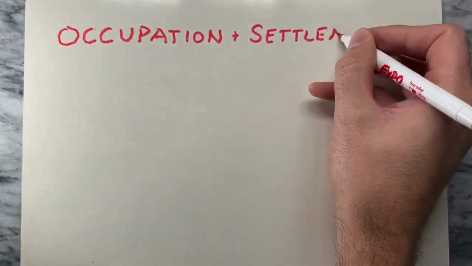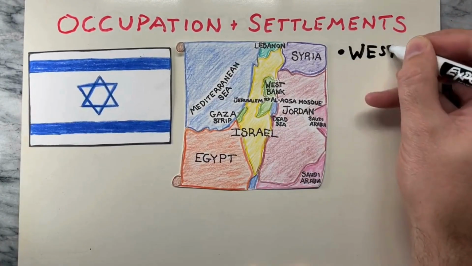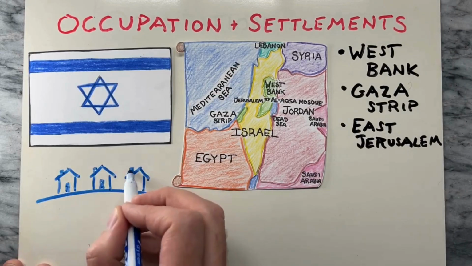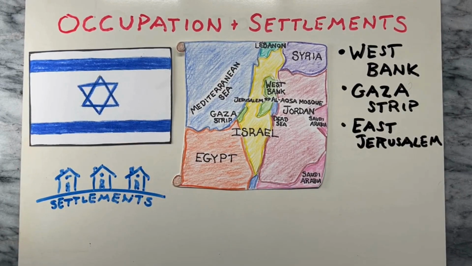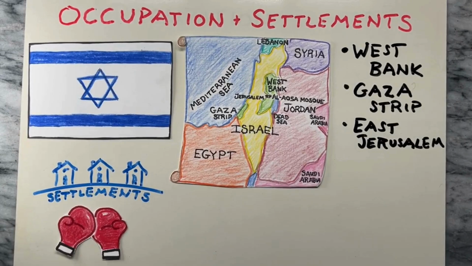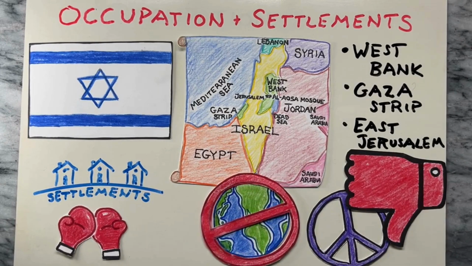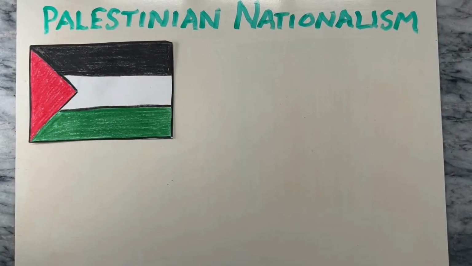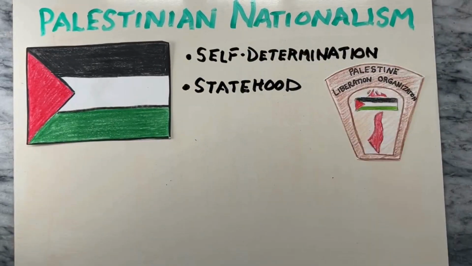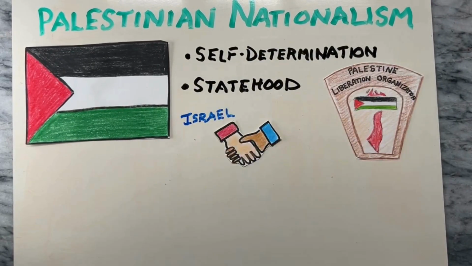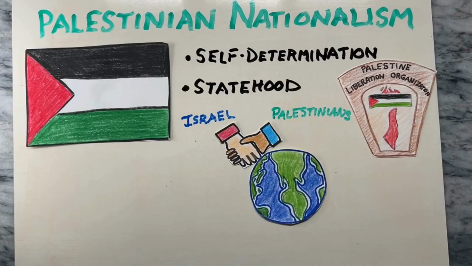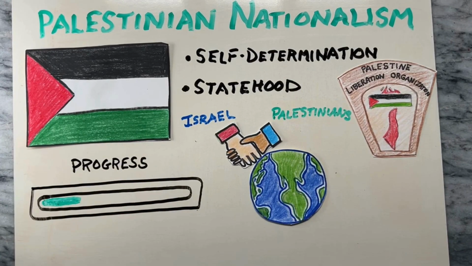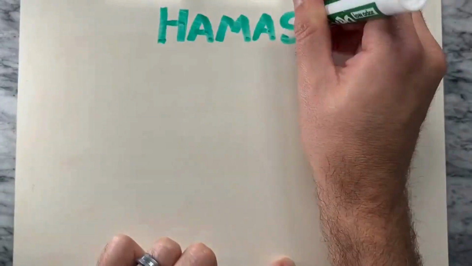Israel has since occupied various territories, including the West Bank, Gaza Strip, and East Jerusalem, as a result of subsequent conflicts. Israel's establishment of settlements in these occupied territories has been a major point of contention, as it's seen as a violation of international law and a hindrance to peace. Palestinians have sought self-determination and statehood, with the Palestinian Liberation Organization representing their interests. Negotiations between Israel and the Palestinians, often mediated by the international community, have been ongoing for decades but have made limited progress. Now, how does Hamas play into this?